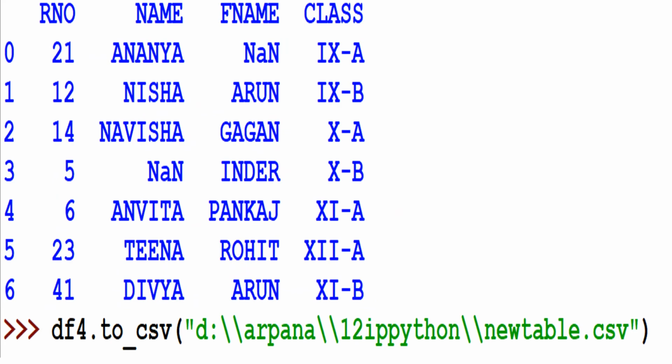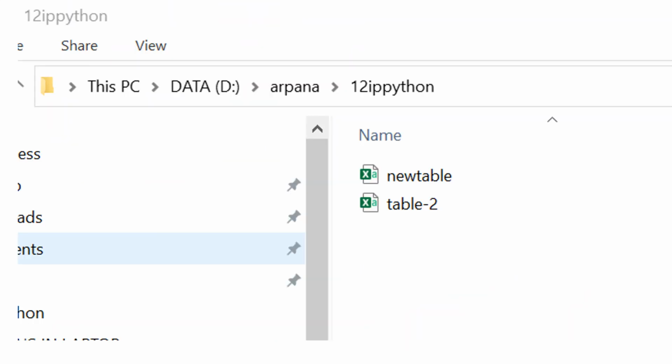Now this was the data frame with two NaN values, and if you write df4.to_csv, then the path and the file name is new table. Now what will happen when you execute? This df4 will be written in new table, and you can open it because it is created in the D drive in this folder and subfolder, and so you can see this new table created.